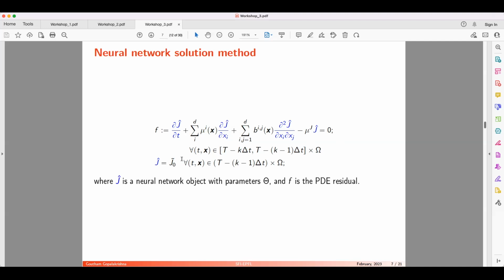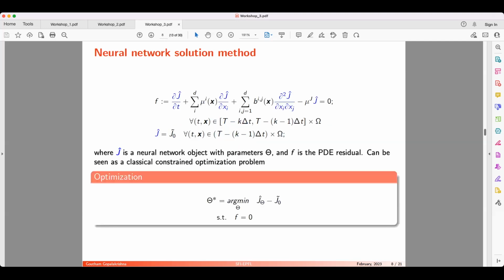Well, not only that, it also has to satisfy the initial condition, right? In the first iteration, it has to satisfy the initial condition in the domain capital T across state space omega. Omega is the state space. Omega is the domain of the state space X, right? Cool. So we will encode this J hat as a neural network object with parameters theta, and this F is known as the PDE residual.